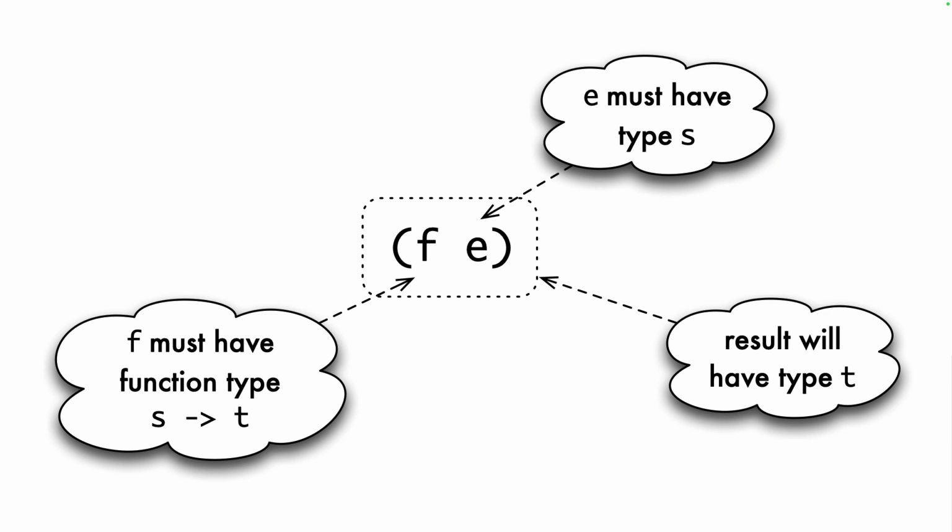And we have a situation that the function must have a function type, for example, S to T, and the thing it's applied to must be the type S. And if it is the type S, then the result will have type T. If it's not of type S, this is an error. So it's simple enough. It is S, fine, we get a result. If it isn't S, it's an error.